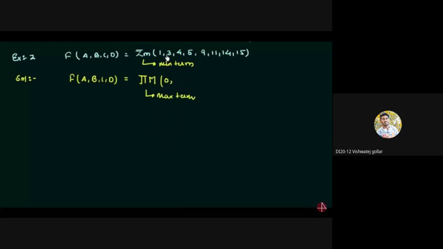It is 0 for 2 because 2 is also not involved in this. 4, 5, 6 is not there, 7 is not there, 8 is not there, 9 is there, 10 is not there, so 10 will be included in this maxterm. 11, 12, 13, 14, 15. Okay, fine. So this is something that we can obtain from this information.